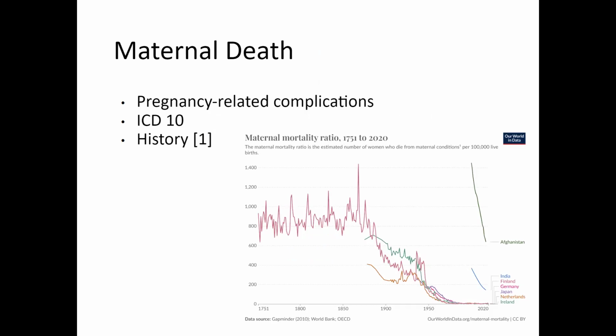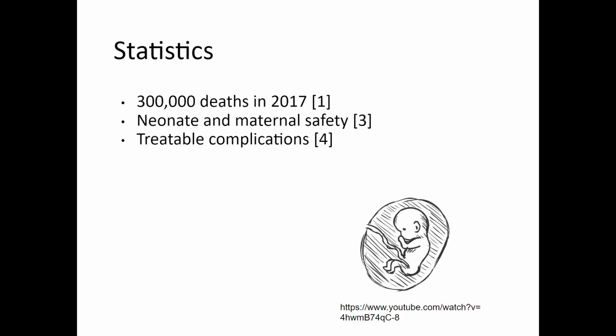This picture shows a history of the maternal mortality ratio, or the MMR, from the 1750s to 2020. Basically, as medical technology increased, the maternal mortality ratio decreased over time, but obviously this is still an issue that we want to try and fix. That's why there are studies and research about it.